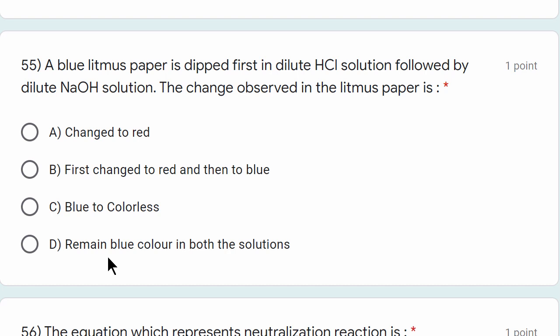55th question. A blue litmus paper is first dipped in dilute HCl solution followed by dilute sodium hydroxide. The change observed in litmus. So dilute HCl is acid, dilute sodium hydroxide is base. We know that the blue litmus becomes red in acid and it becomes blue in sodium hydroxide. So what will happen is it will first change to red and then it will change to blue.